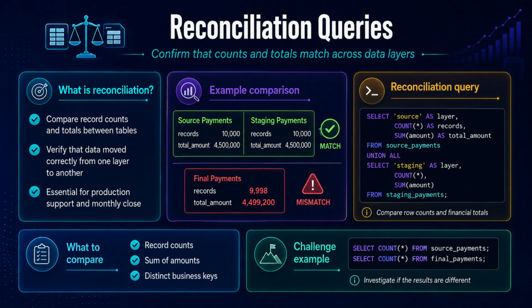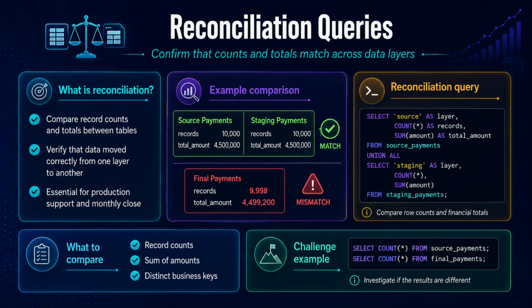For example, if the source system contains 10,000 payments, then the staging table should also contain 10,000 payments after ingestion. If the source total amount is 4,500,000, the staging total should match that number as well. In the center example, source payments and staging payments match perfectly. They have the same record count and the same total amount. That is a good sign because it tells us the ingestion step worked correctly.